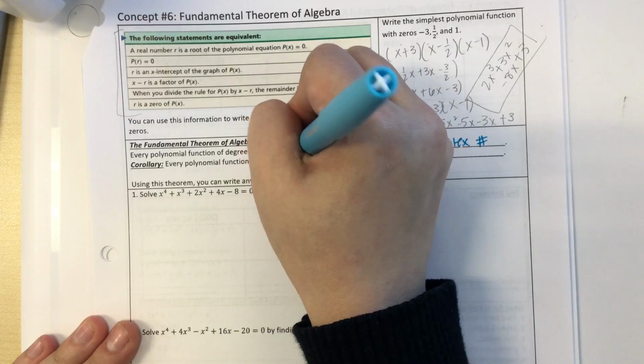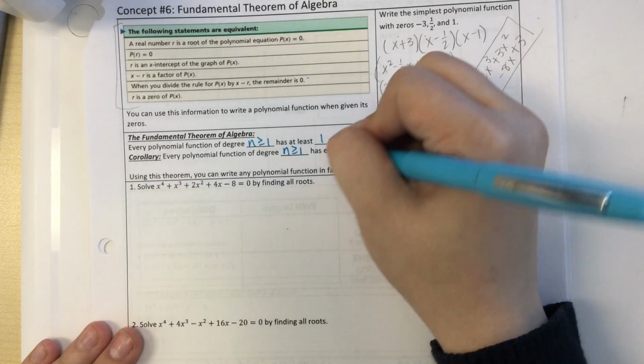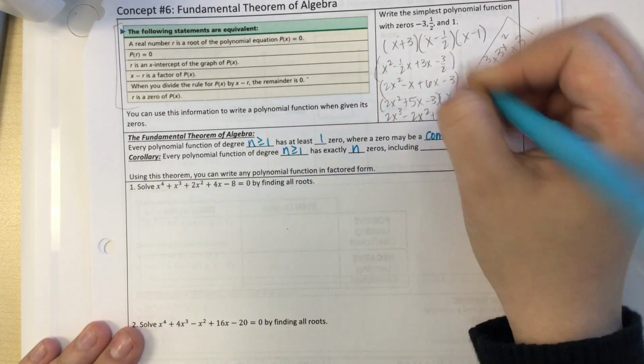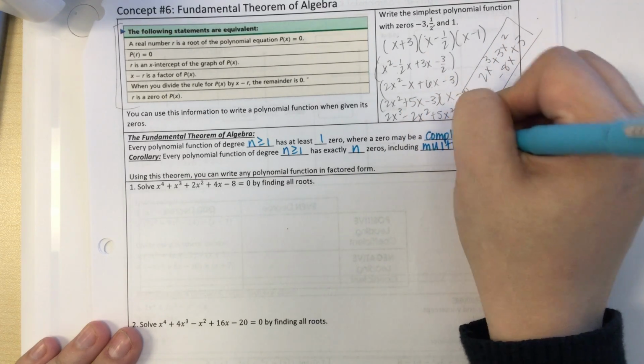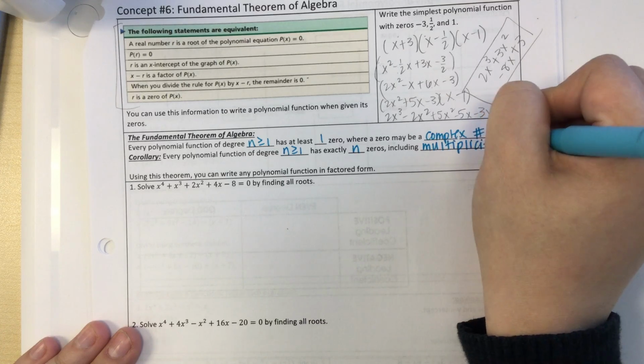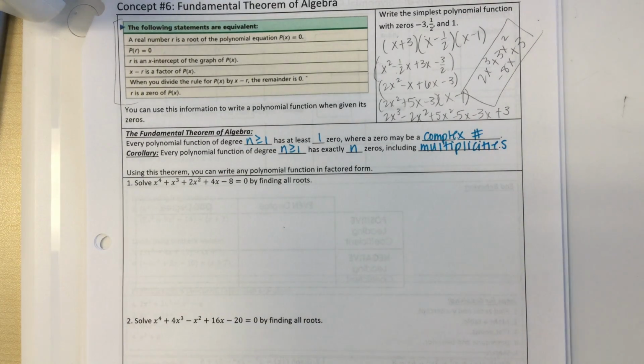Okay, the corollary to that, which is just like an additional statement, says every polynomial function of degree n bigger than or equal to 1 has exactly n zeros, including multiplicities. Remember, multiplicities is how often things come up as a factor. Okay, using this theorem, you can write any polynomial function in factored form.